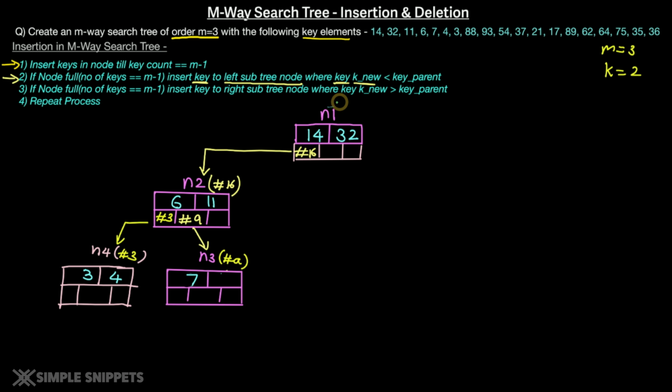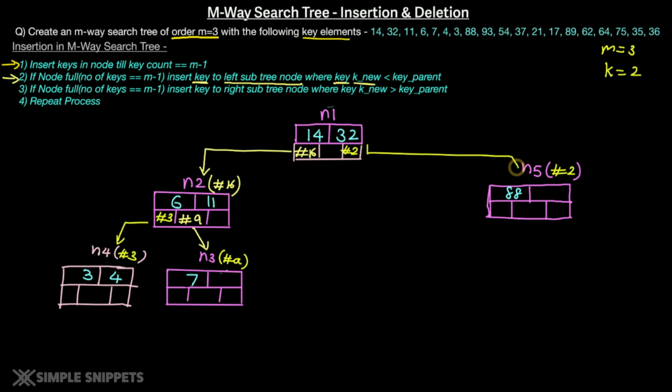Now 88 is larger than 14. 88 is also larger than 32, which means that we have to create a node towards the right of 32. So let's do that. So 88 will come over here towards the right of 32, and this #2 will be stored as an address, and this is how the linking will be done, right? Then we have 93. 93 again goes to the right of 32, and 93 will come directly over here because we have space in n5.